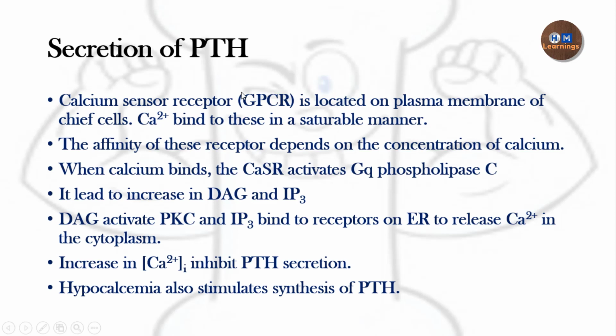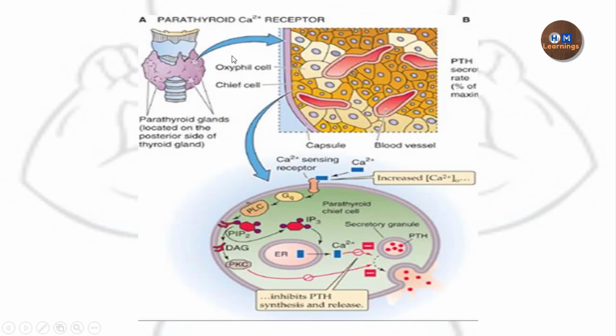So we will go one by one: how the secretion of parathyroid hormone happens, then its action, then mechanism of action, and then finally the regulation. Secretion of parathyroid hormone, as we have said, is done by the chief cells of the parathyroid gland. There is a calcium sensor receptor located on the plasma membrane of the chief cells. This will be clear by seeing this diagram.